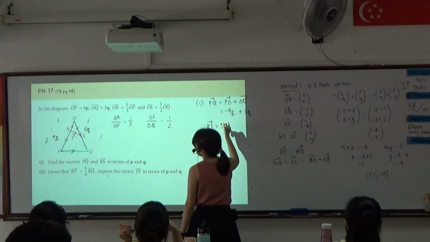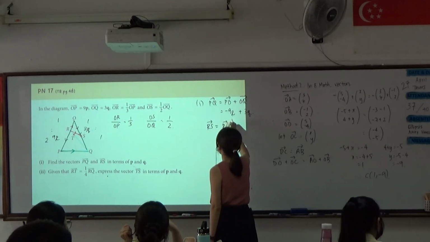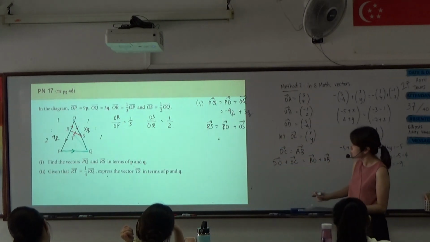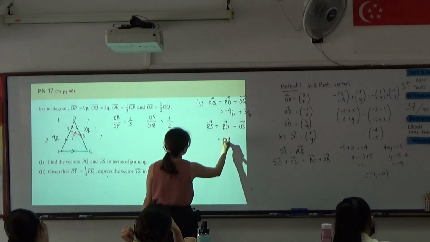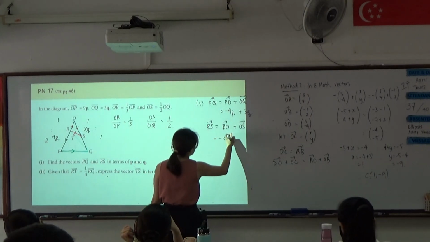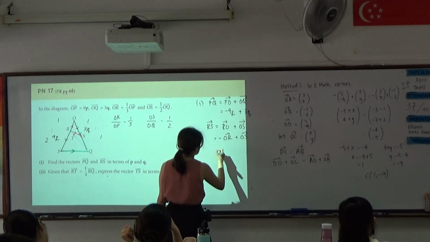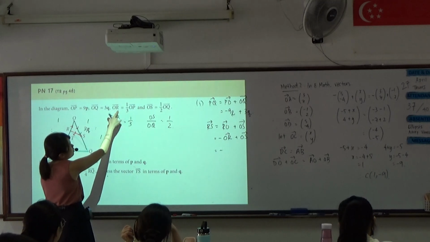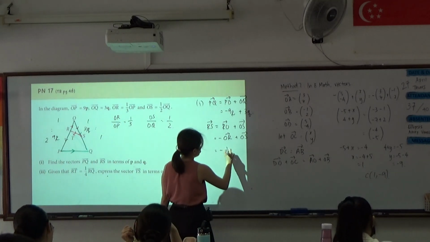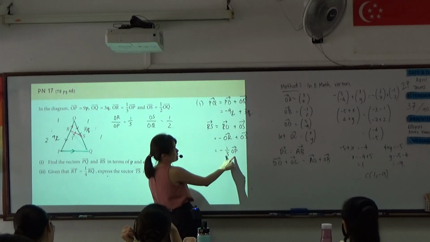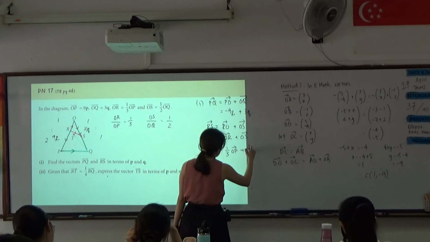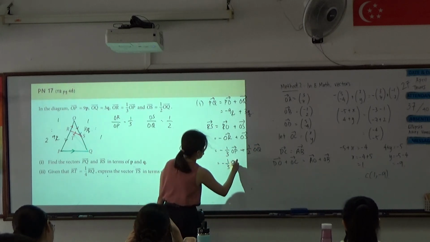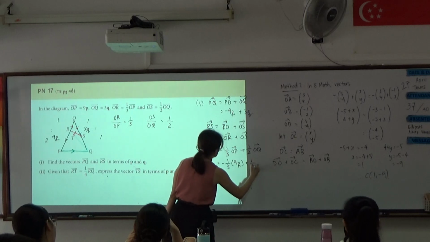So as a base, we know that RS equals RO plus OS first. And RO will have to equal the negative of OR. Using this information, OR is actually 1/3 of OP, so negative 1/3 OP. And OS is half of OQ. And OP, we know that it is 9p, and OQ is 3q.